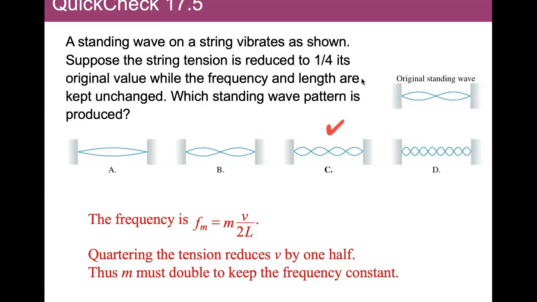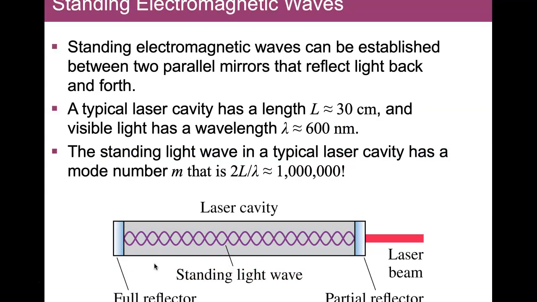Yeah, so that's another way to argue this. So v is reduced by 1/2. So then m must be doubled to keep the frequency the same from this formula. Okay.